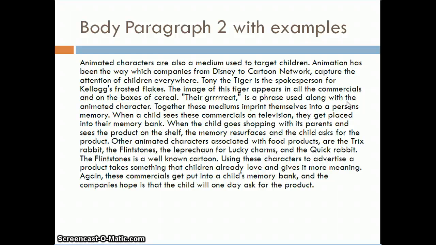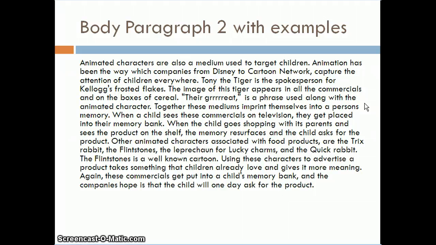Tony the Tiger is the spokesperson for Kellogg's Frosted Flakes. The image of this tiger appears in all the commercials and on the boxes of the cereal. "They're great" is a phrase used along with the animated character. Together, these mediums imprint themselves into a person's memory. When a child sees these commercials on television, they get placed into their memory bank. When the child goes shopping with his or her parents and sees the product on the shelf, the memory resurfaces and the child asks for the product.